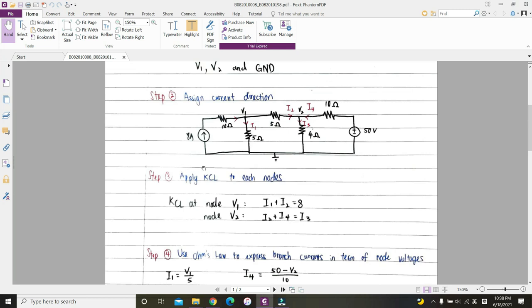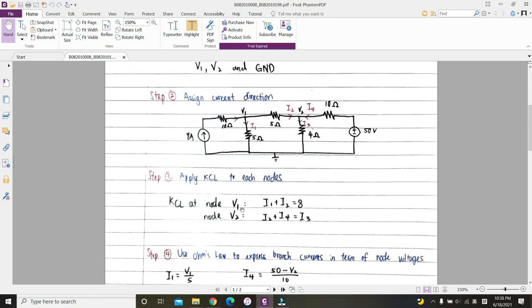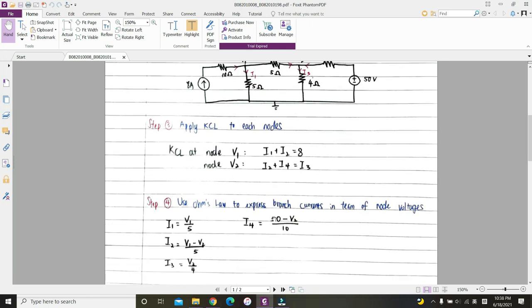We go into step 3 to apply KCL to each node. So KCL at node V1 gives I1 plus I2 equals 8, and at node V2, I2 plus I4 equals I3.